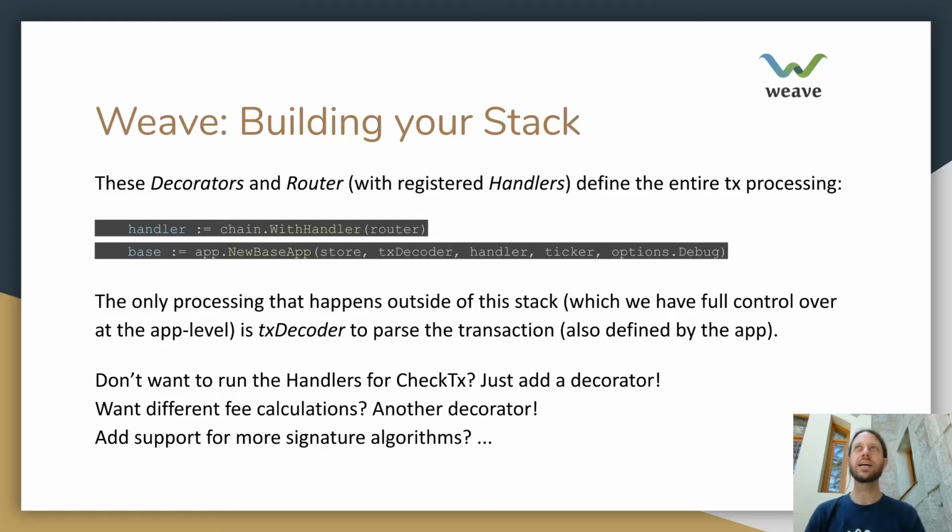You swap out the stack and you have the access. You don't have to fork the whole framework. You can just switch out your thing. You can use one of those two standard ones or build your own fee decorator with your own custom thing. Adding more support for signature algorithms, same thing. Swap out the signature decorator with a different decorator.